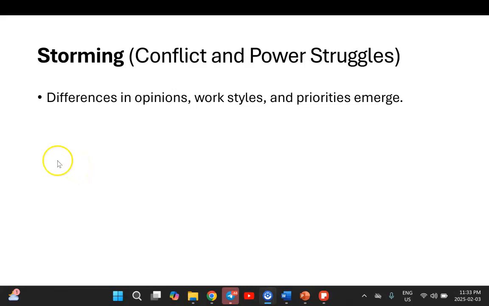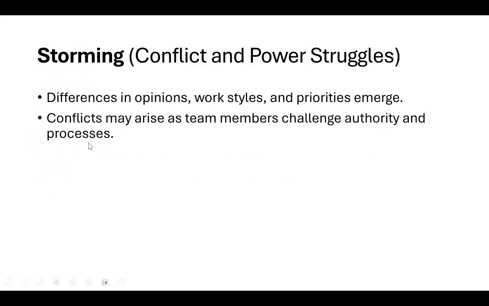And in this stage, conflicts may arise as the team members challenge authority and processes as well. So there could be two types of conflict. One between the team members, right? And another kind of conflict between the team members and the authority. Authority means the coach. It could be management. It could be your leader. So there could be two types of conflict which might occur in this stage.